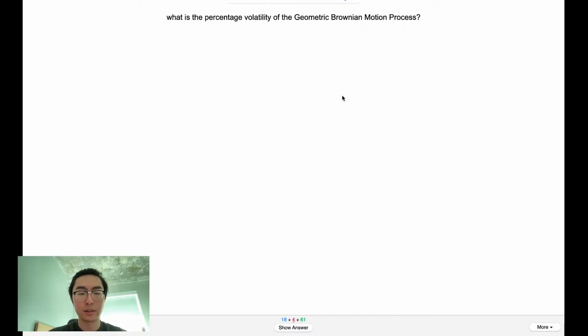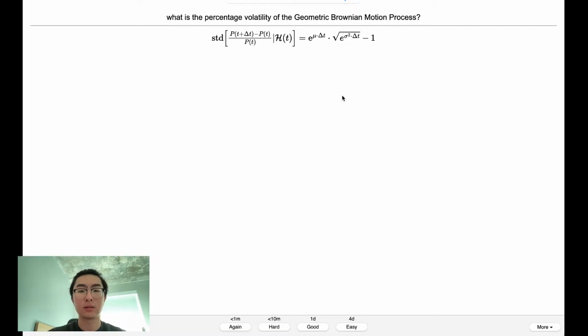What is the percentage volatility of the geometric Brownian motion process? It should be equal to e raised to the u times the square root of e raised to the sigma squared times delta t, let me subtract 1. So it'll be e raised to the u times delta t plus square roots of, oh no, because it's the square root of the entire thing. Right.